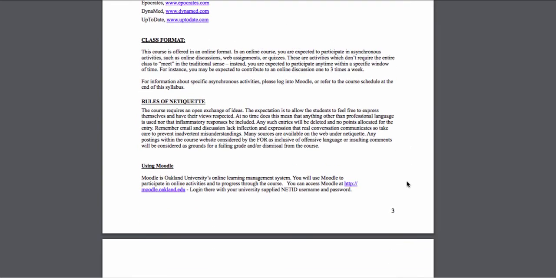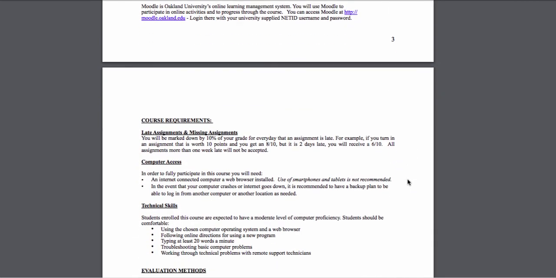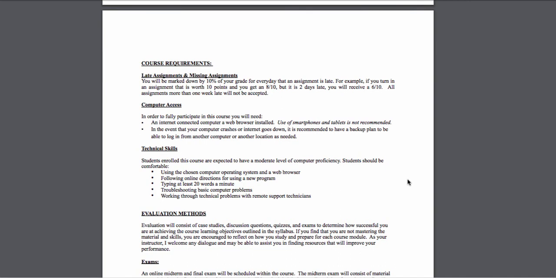Using Moodle, I mentioned this in part A. In terms of course requirements, late assignments and missing assignments, I have this written up here, marking down by 10% of your grade for every day that assignment is late. I do give you a good amount of time to complete assignments, and typically these consist of our course discussions, and we'll have one for each module, and then there's quizzes that are integrated within the module as well. But I usually give you that entire module in order to complete your course assignment, so it's a pretty good amount of time.